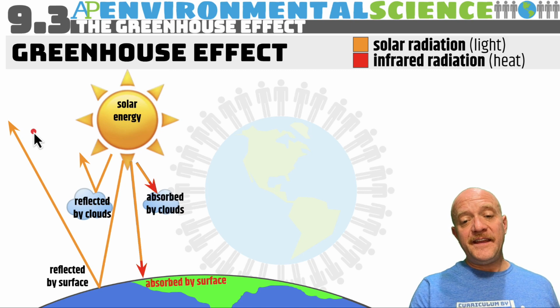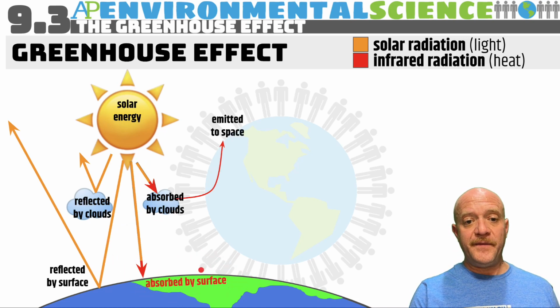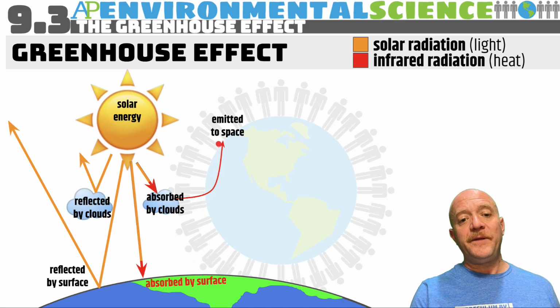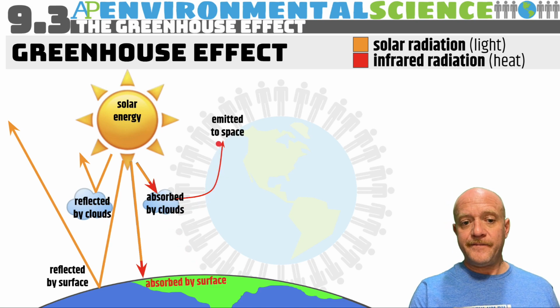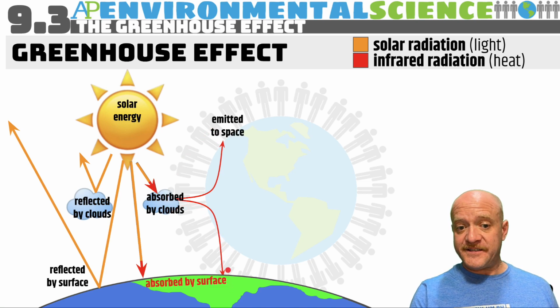Now, some of the solar radiation will be absorbed by the clouds as heat, and some will be absorbed by the Earth's surface as heat. This will cause some temperature increase in the particles in the cloud and then the molecules or atoms in the Earth's surface. Now, some of this heat will be emitted back to space, but some of the heat will be emitted back to the Earth's surface.